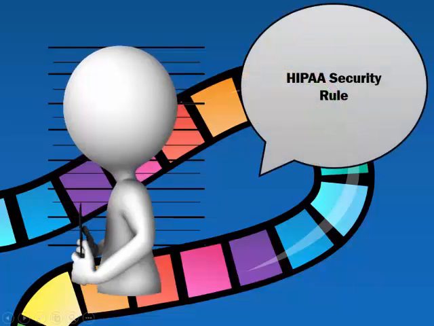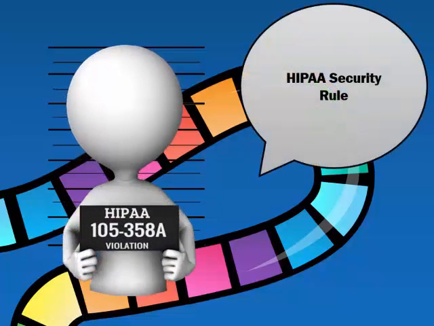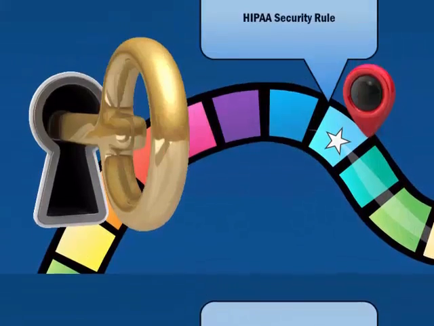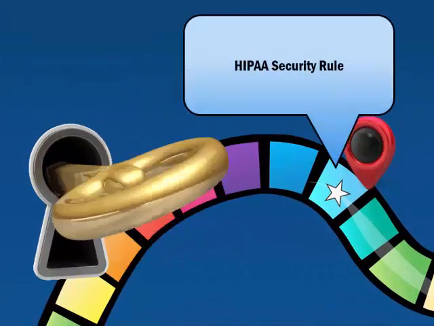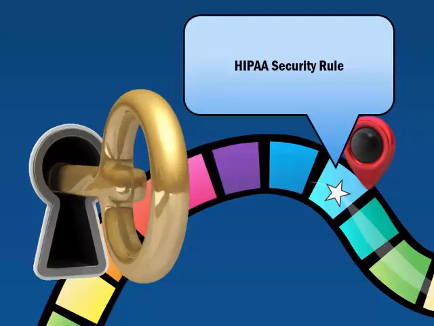In this section, you will learn more about the HIPAA security rule. In general, the HIPAA security rule requires covered entities and business associates to do the following.